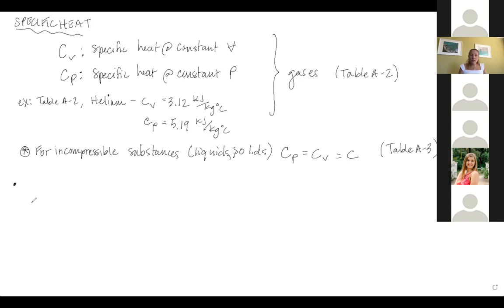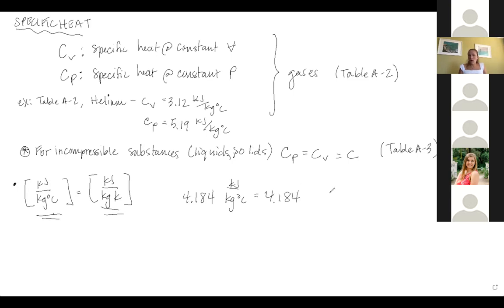Yeah, so one thing that's kind of remarkable about specific heat is this kilojoule per kilogram degree Celsius is completely interchangeable one-to-one with kilojoule per kilogram Kelvin. So if your question is in Celsius, just use this unit. If it's in Kelvin, it's this unit. For water, it'll always be 4.184 kilojoules per kilogram degree Celsius or 4.184 kilojoules per kilogram Kelvin. So for specific heat, you don't really need to worry about the conversions. Okay. Thank you. Yeah. Other questions?